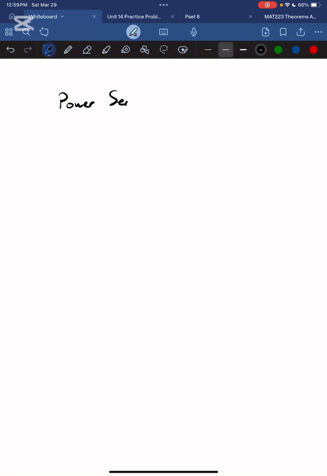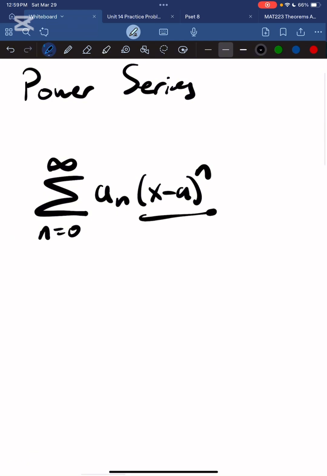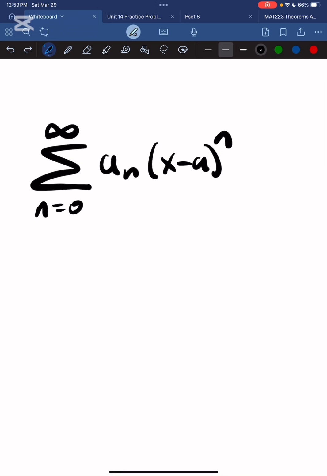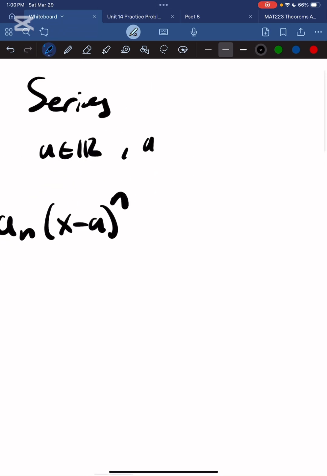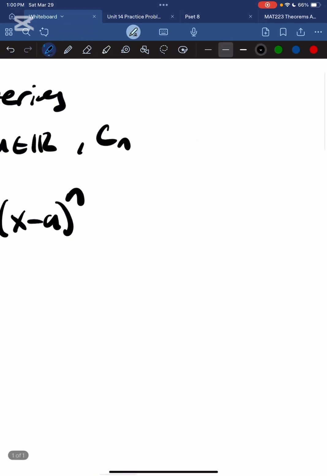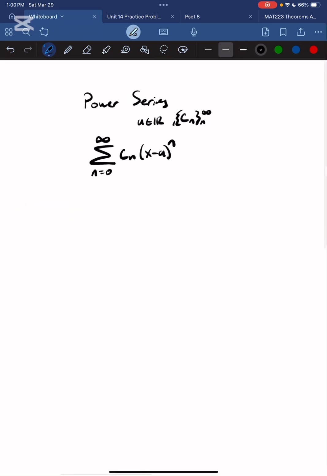So, what is a power series exactly? A power series is basically any infinite series in the form of this. We have the infinite sum from, let's say, n equal to 0, of some arbitrary sequence times (x minus a) to the n, a polynomial centered at a. A is some real number, and a_n is kind of confusing, so I'll use c_n. c_n is some sequence. So this is essentially what a power series is.